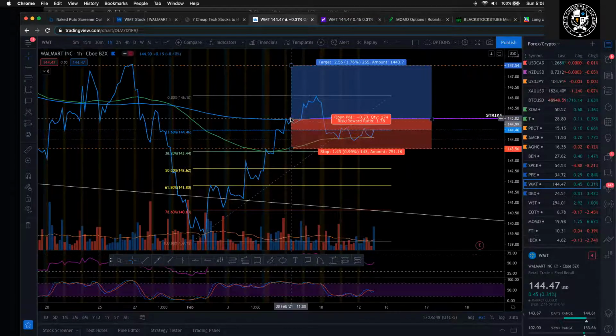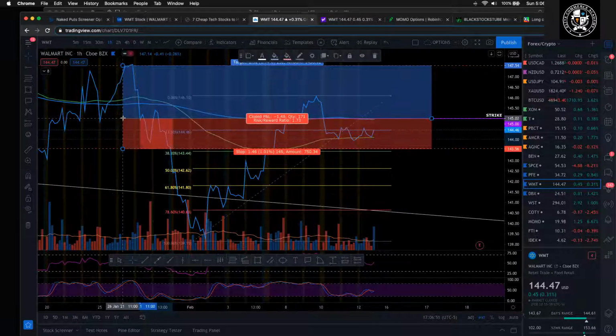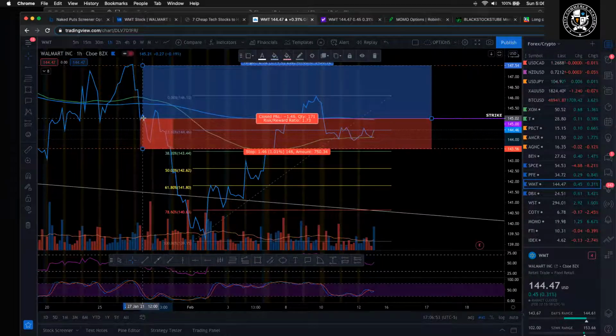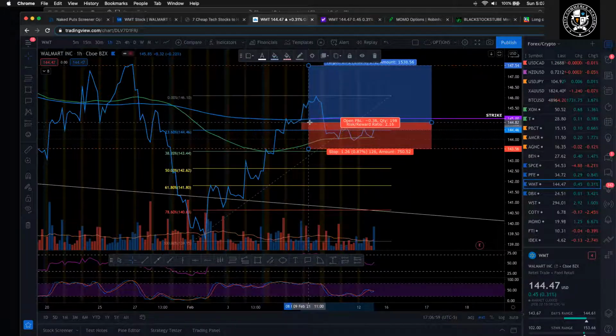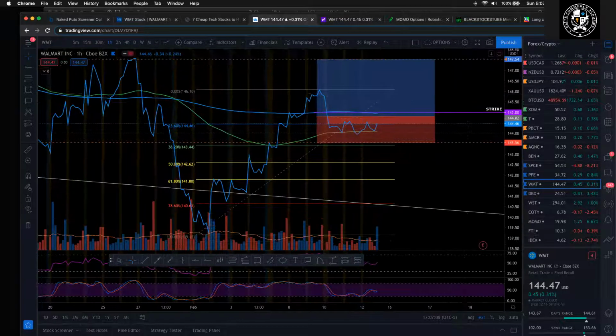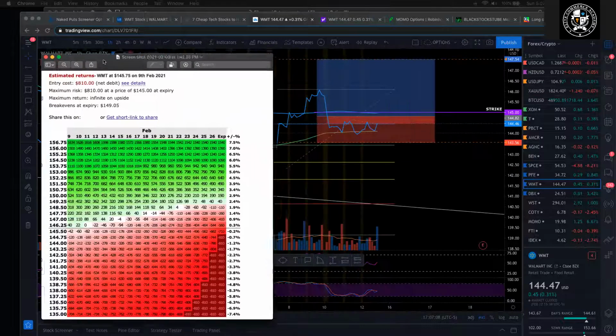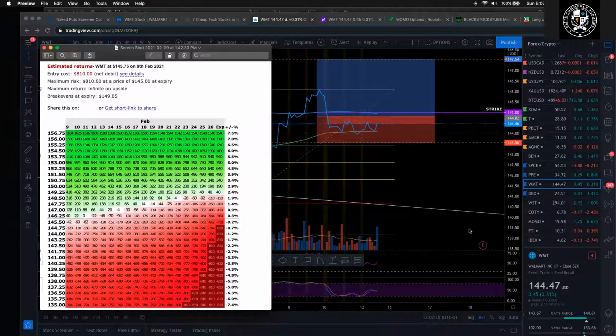Matter of fact, I really came in right here. I think I came in right here, actually. No, okay, yeah, so I came in right here, all right. I came in right here, price went up, then it came back down, okay? If I look at my options profit calculator, my stop loss is $143.56. So boom, 143.